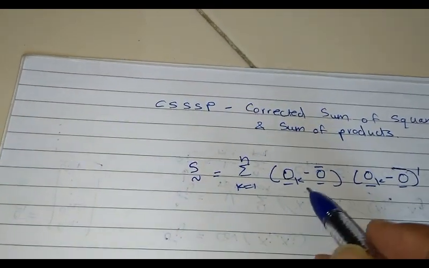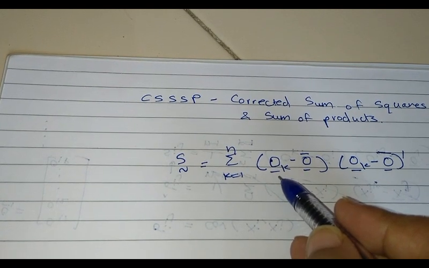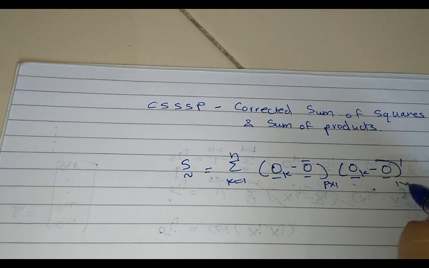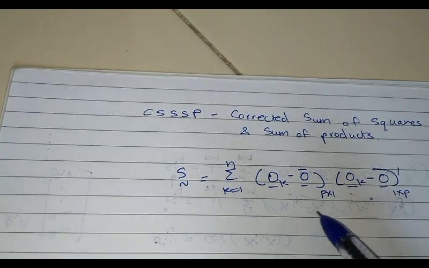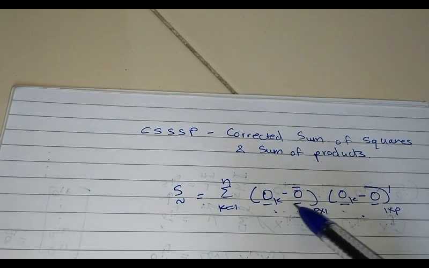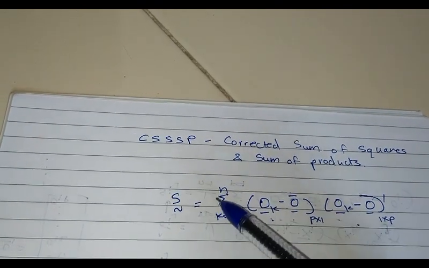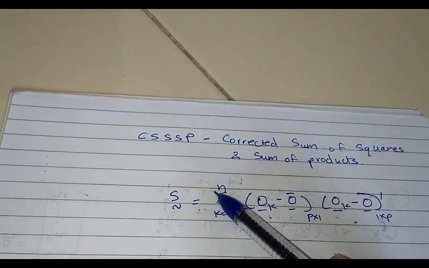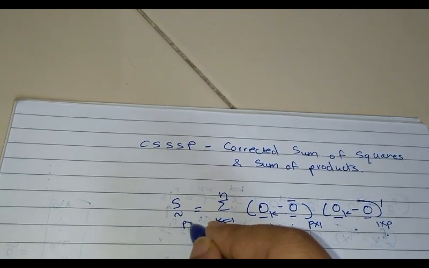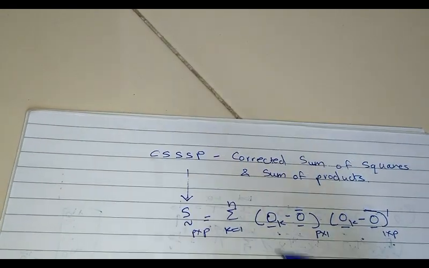Let us check the orders first. O_k is the kth observation, which is of order p cross 1. O bar is also p cross 1, so this is p cross 1. This is its prime, so 1 cross p. So basically for every observation we are taking the product of that observation with its prime, after subtracting the mean first, and then we are taking the sum over all possible observations. So a sum of such p cross p matrices, finally my S is going to be of order p cross p. This S is actually called the CSSP matrix.